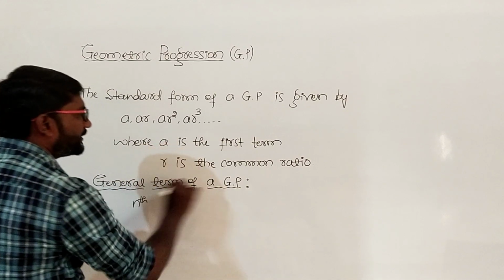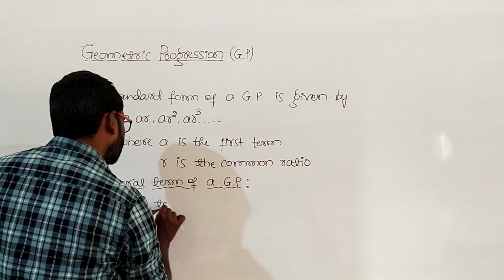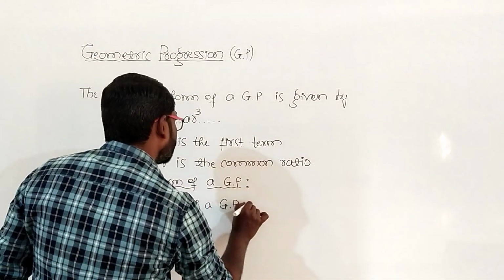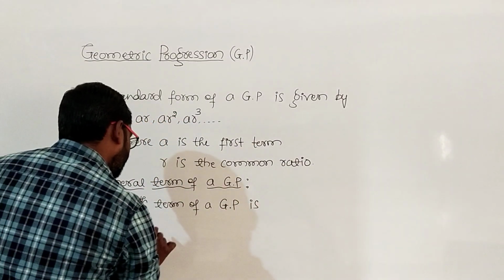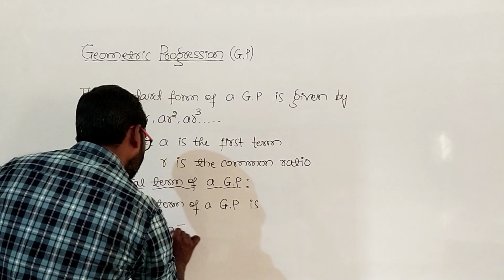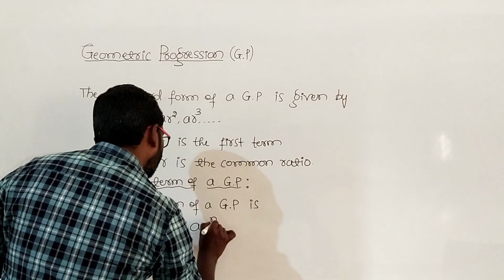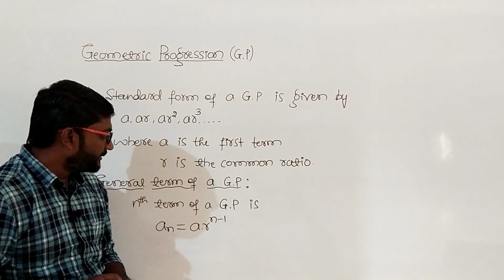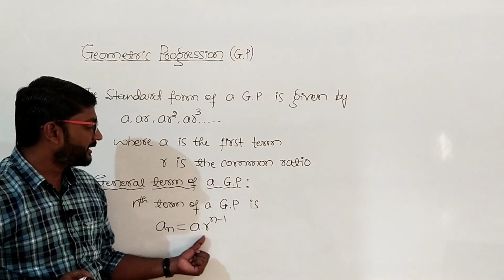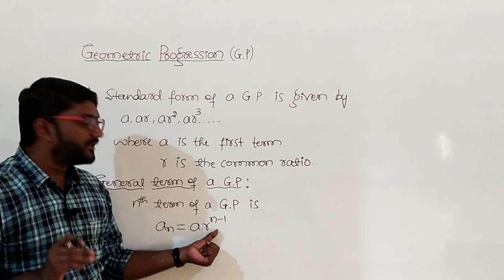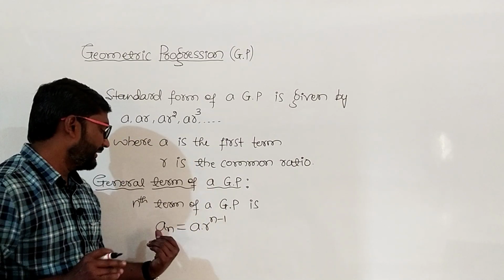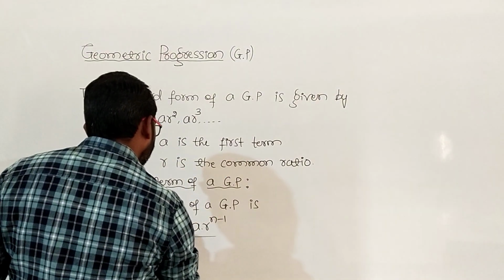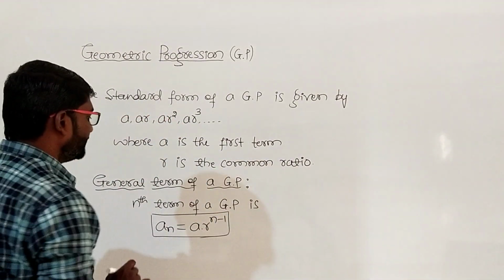The nth term, or the general term, of a GP is An, which is equal to A into R raised to N minus 1, where A is the first term, R is the common ratio, N is the number of terms, and An is the nth term. This is the formula for the nth term of a geometric progression that you will have to remember.